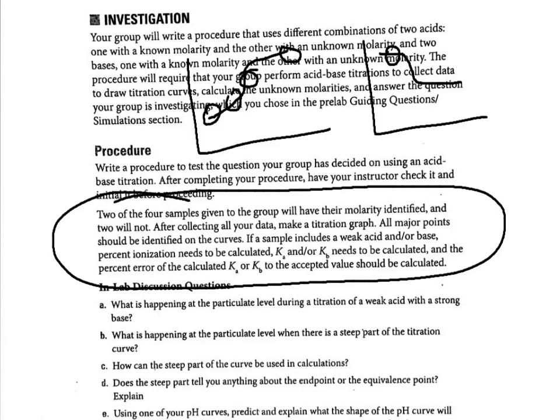Okay, it says if a sample includes a weak acid and/or base, percent ionization needs to be calculated, Ka and/or Kb needs to be calculated, and the percent error of the calculated Ka or Kb to the accepted value should be calculated. So I want you to put this in your observations/measurements. Well, you know what? No, sorry. This part right here.